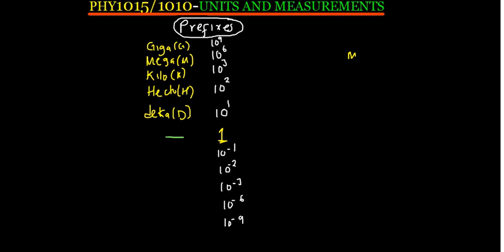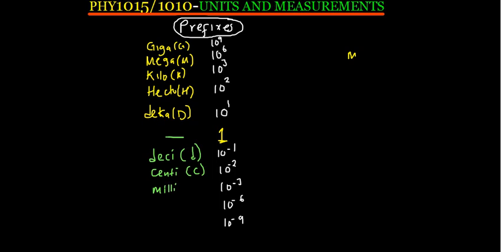So 10 to the power negative 1, we call it a deci. This is where we find deciliter, decimeter. Now this one we're going to be using small letters because they have negative powers. 10 to the power negative 2, we know this one. This is called a cent. This is where you find centimeter, because the centimeter is smaller than a meter itself. And then I've got 10 to the power negative 3. This is called a milli.